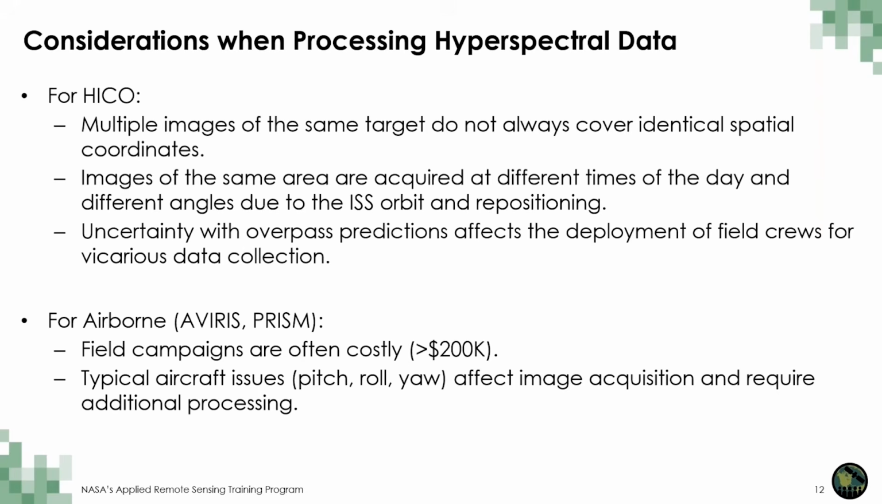Similarly, for airborne sensors such as AVIRIS or PRISM, the field campaigns are usually costly. We're talking probably on the order of more than a couple hundred thousand dollars for a field campaign. So that's something you have to take into consideration, particularly when designing or budgeting for the project. And also there are the typical aircraft issues, for instance pitch, roll, and yaw, that affect the image acquisition and might require additional processing as well.